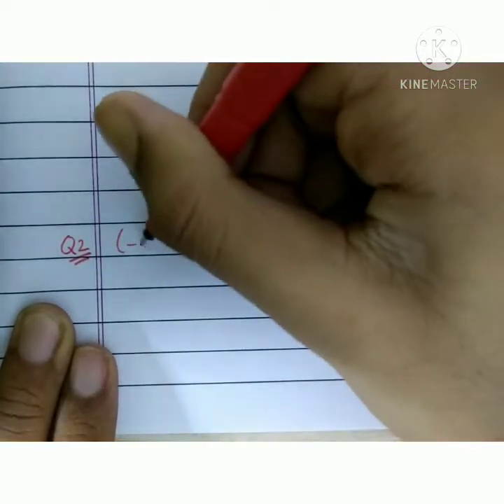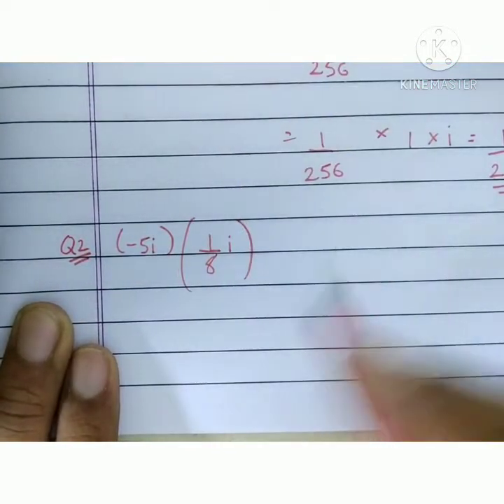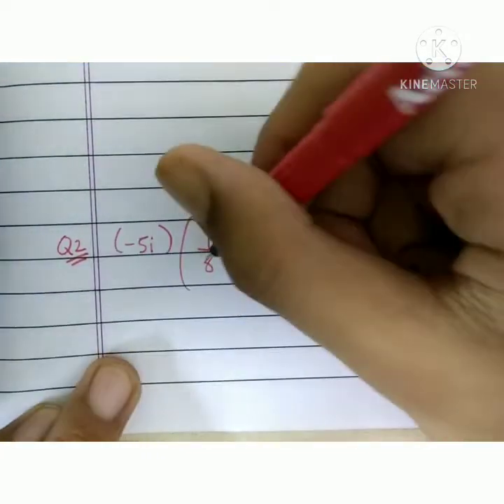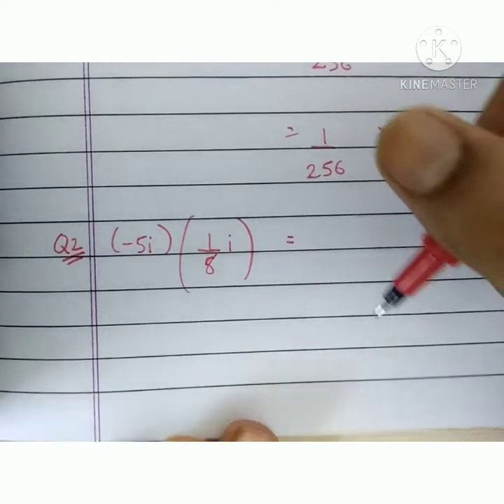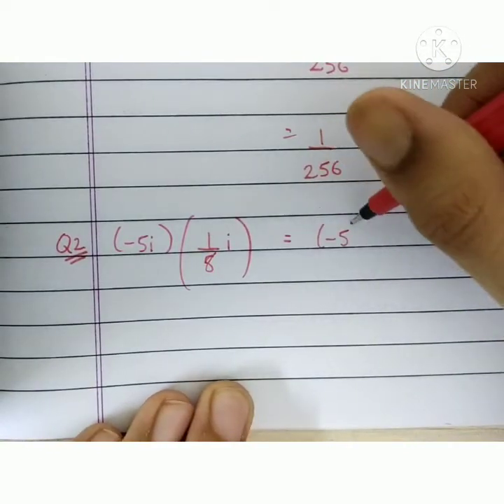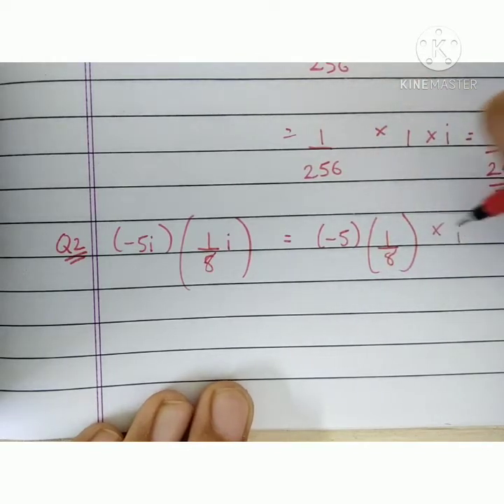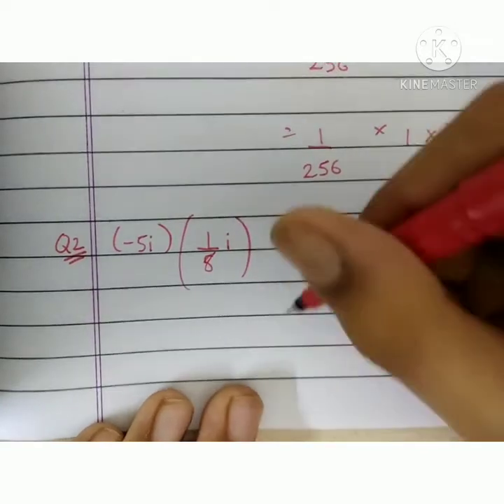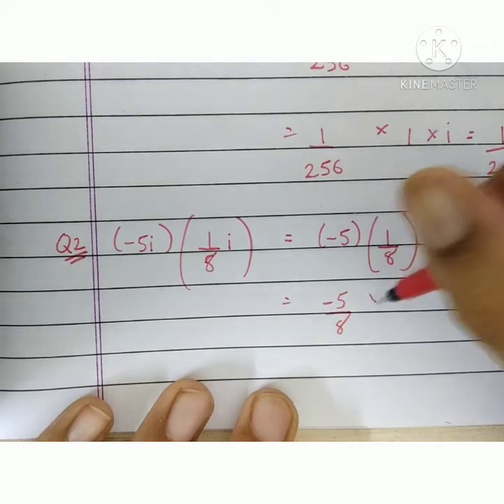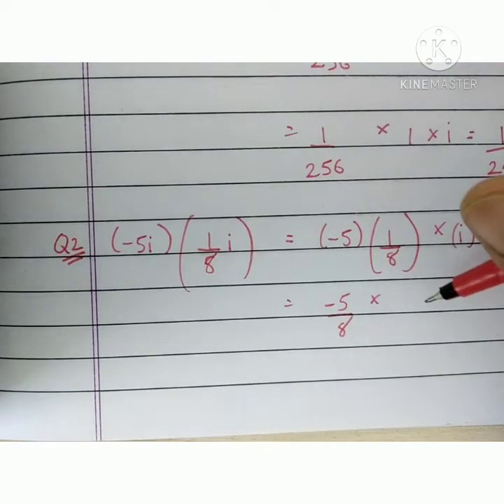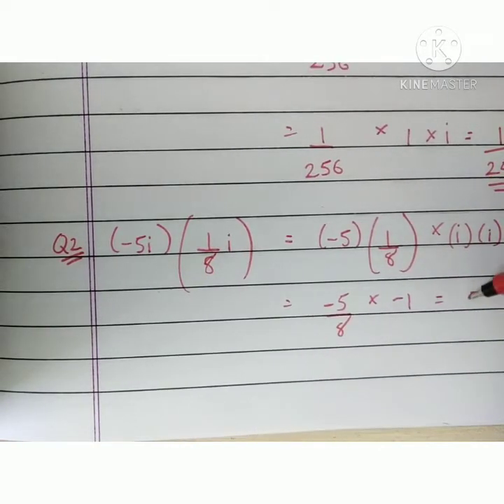Okay, so let me write one more example for you: minus 5i and 1 by 8i. I'm copying these from a book. Now you have to gather up the numerical coefficients and the iotas together: minus 5 multiplied by 1 by 8, and multiplied by i and i together. Minus 5 into 1 by 8 would be minus 5 by 8, and here I can say that i multiplied by i is nothing but i square. i square is what? Minus 1. And so it gives us 5 by 8.